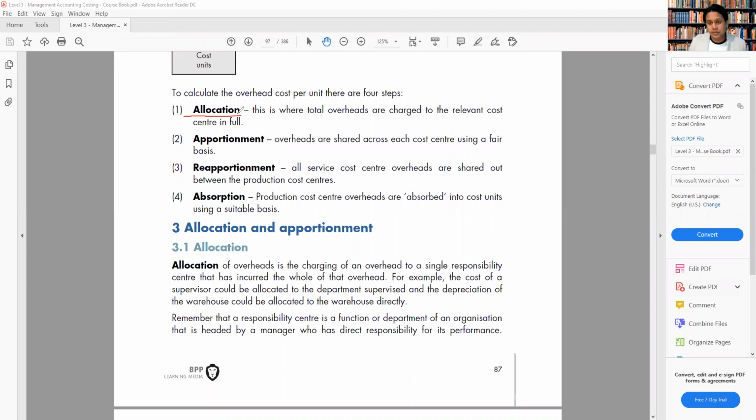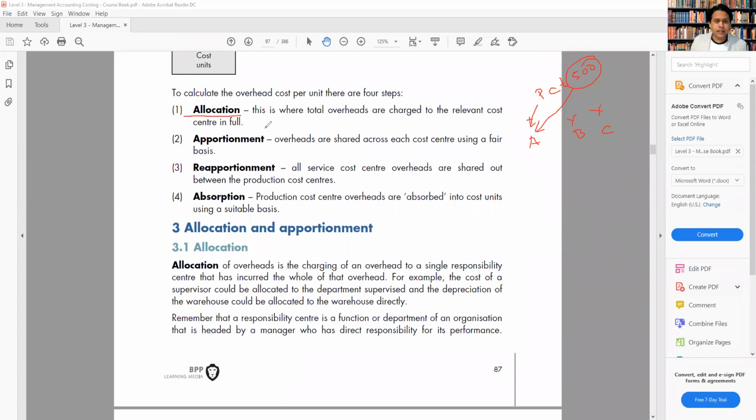For example, I have three departments, A, B, and C. Now let's say department A needs a computer. Department A needs a PC and the cost is 500. So I'm very sure this 500 cost will go to department A, not B, not C, because I can allocate it directly. I can see this PC will go to department A, and obviously they have to bear the cost. So when I'm very sure this cost belongs to this department, that is called allocation.